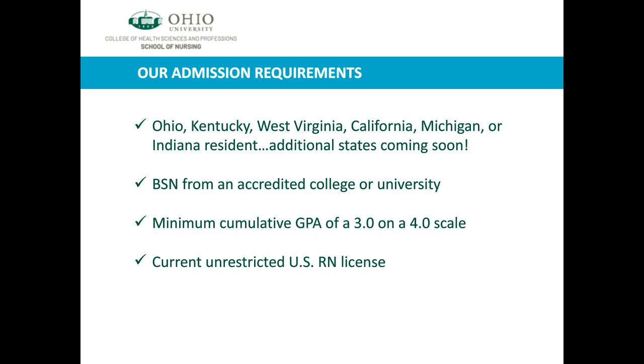Now what I'd like to do is just go over some of our admission requirements. As you can see, if you live in one of the six states below, Ohio, Kentucky, West Virginia, California, Michigan, or Indiana, you can go ahead and start applications. If you do not live in one of these six states and would love to be considered when we are, please feel free to reach out to me, and I'll be happy to update you when the state becomes available. Also, you want to make sure that you have an MSN from an accredited college or university and that your GPA is above a 3.0 along with an unrestricted RN license.